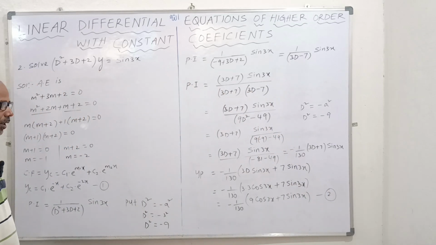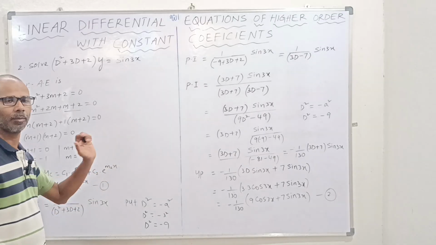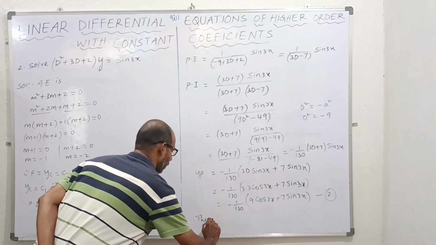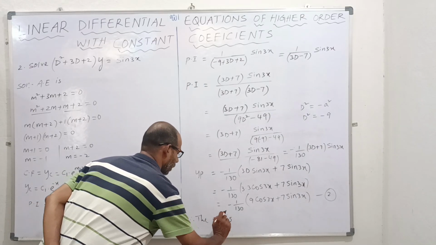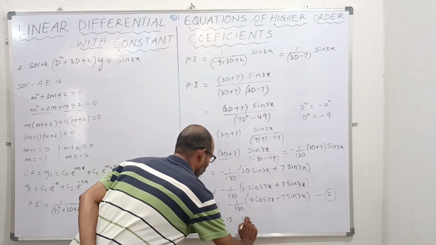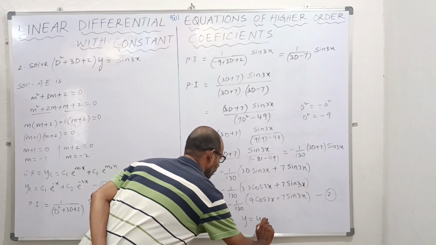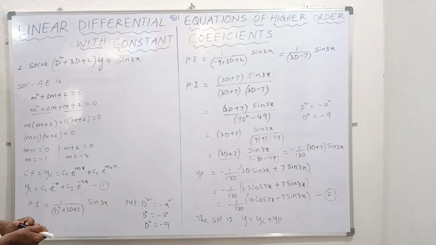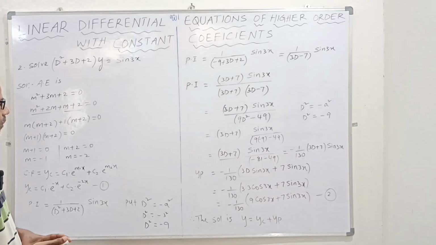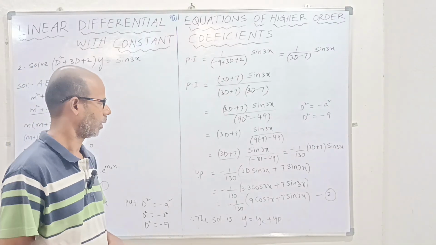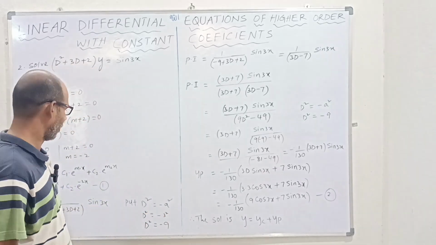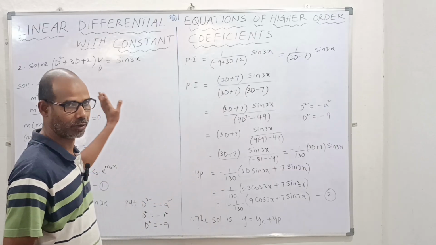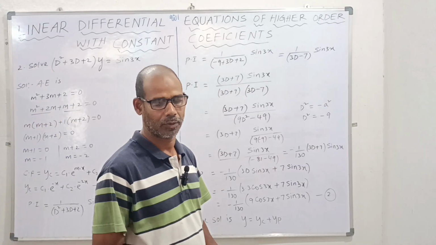Now to find the total solution, we have to add the complementary function and the particular integral. Therefore the solution is given by y is equal to yc plus PI. Is it clear? We have to add equation 1 and equation 2 to get the total solution of this given problem.